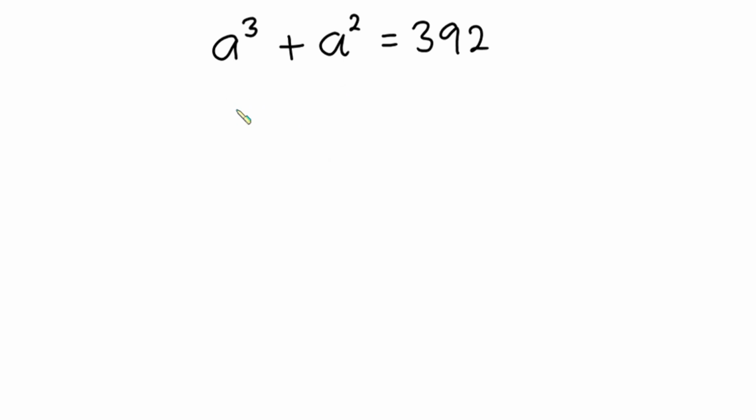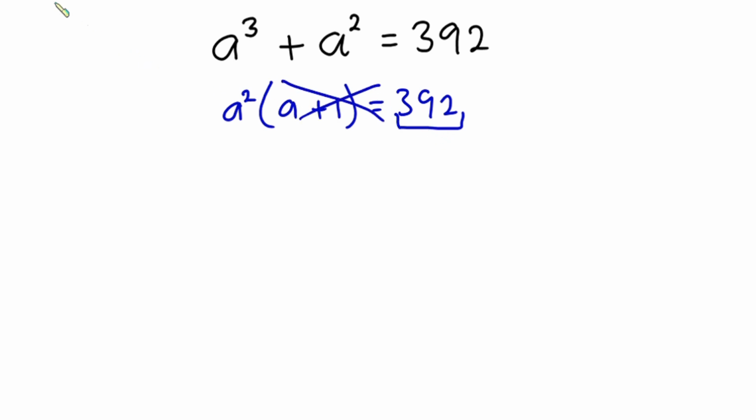Ideally, what a lot of people would do is to factor a to the second power out. Then we are left with a plus 1 over here, and this is equal to 392. Then they will find the prime factors of this 392, of which I think it consumes a lot of time. So I don't prefer this idea, right?